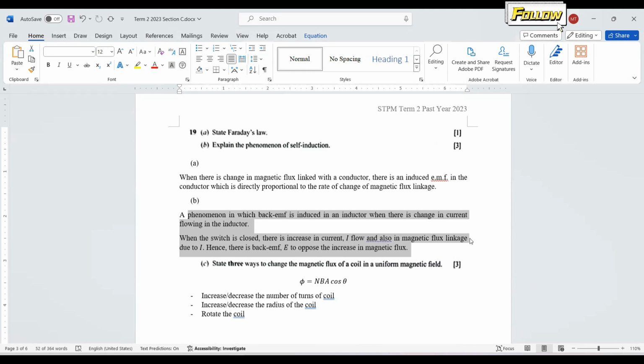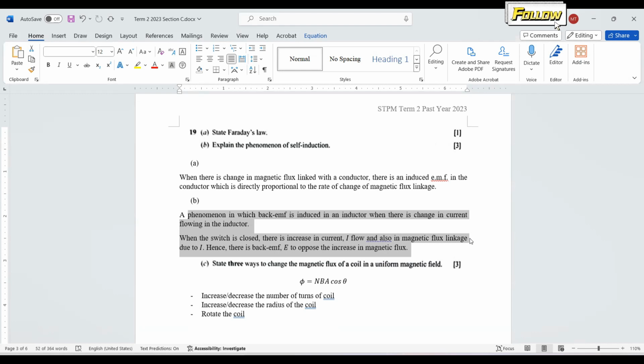Good day. We discussed the term 2 past year in 2023, question 19. First question, state Faraday's law. So this is what we learned. When there is change in magnetic flux linked with a conductor, there is an induced EMF in the conductor, which is directly proportional to the rate of change of magnetic flux linkage. This is a very important definition that provides us the first formula in almost all the questions in this chapter.